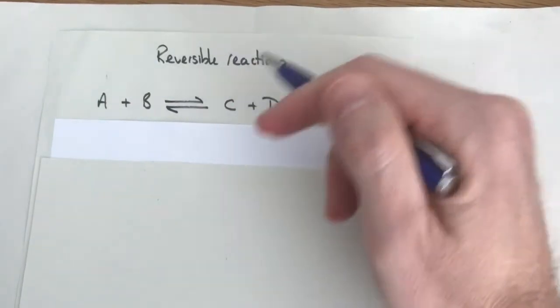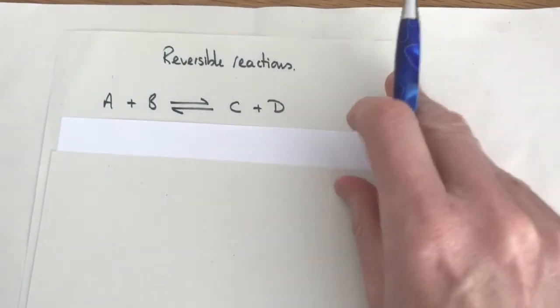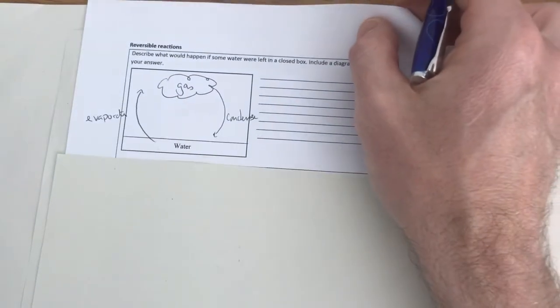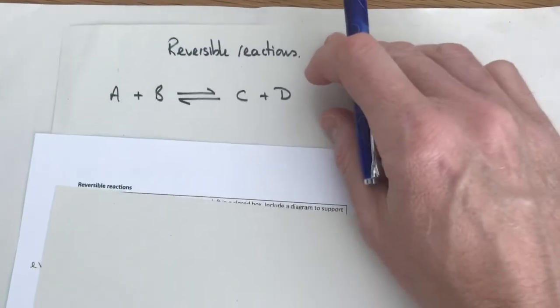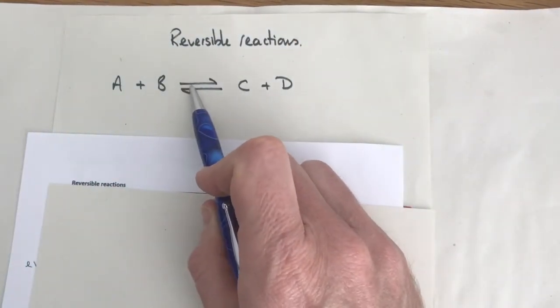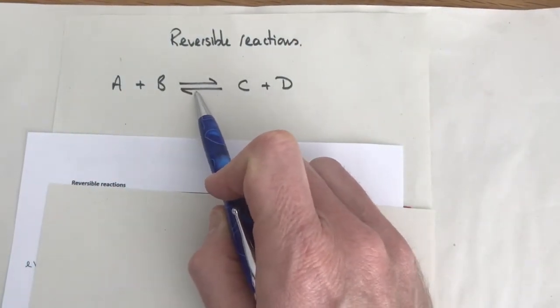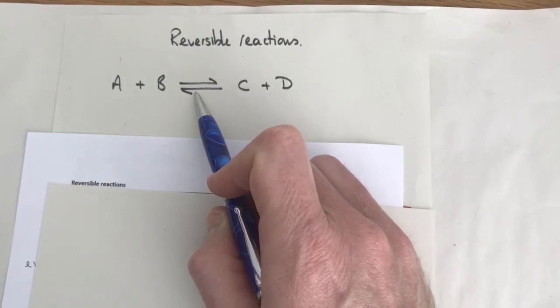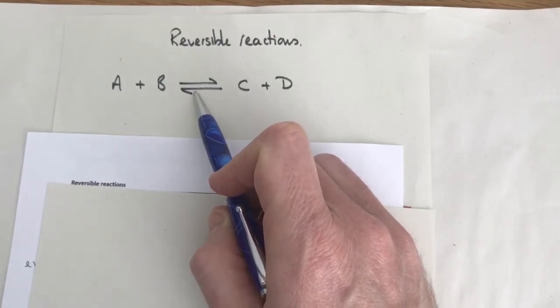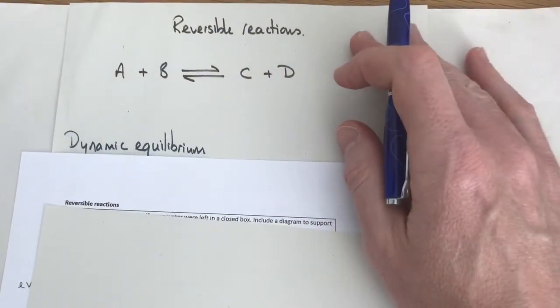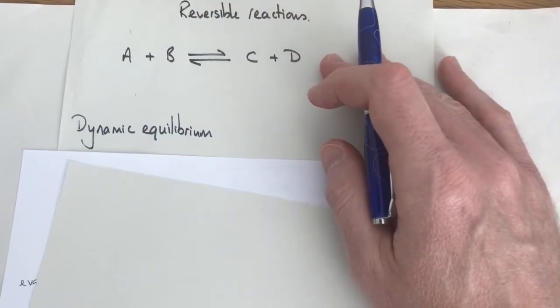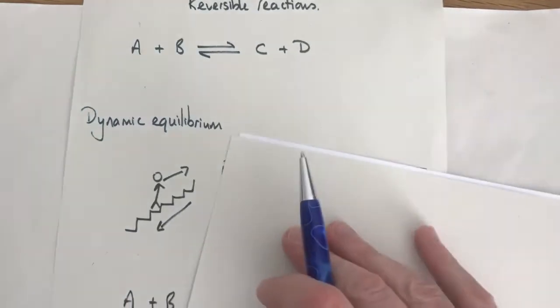Now with any reversible reaction, it's the same as the model that we've just looked at. There will come a point when the speed of the forward reaction and the speed of the backward reaction become the same as each other. And at that point we reach a very, very special point in this reaction. Let me explain a little bit more what that means. Okay, this point where this happens is called a dynamic equilibrium.